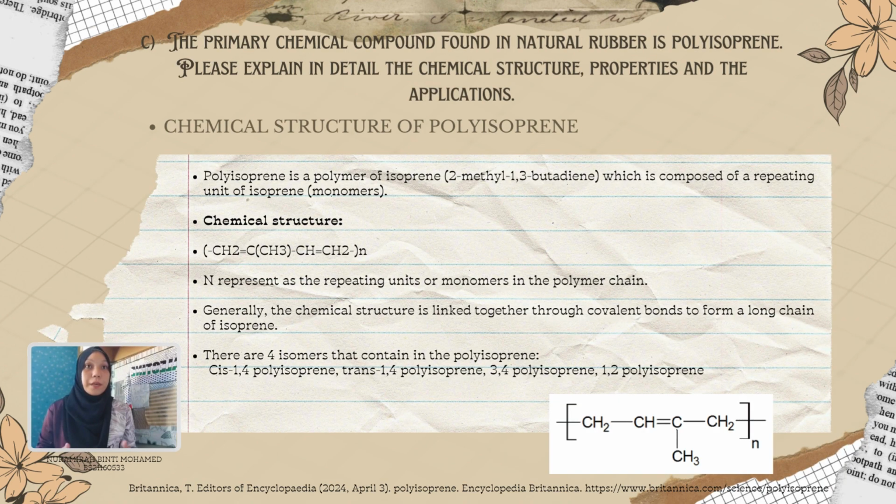So the chemical structure of polyisoprene is as stated in the slide, whereby n represents the repeating unit or monomer in the polymer chain. Generally, the chemical structure is knitted together through covalent bonds to form a long chain of isoprene. There are 4 isomers contained in polyisoprene, which are cis-1,4-polyisoprene, trans-1,4-polyisoprene, 3,4-polyisoprene, and also 1,2-polyisoprene.